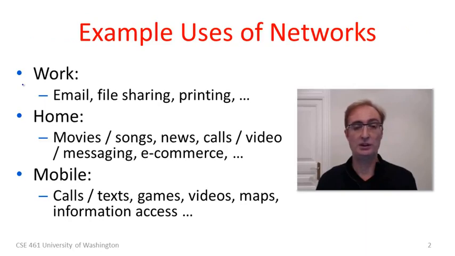Now, as you can see, we use the internet in all sorts of contexts: at work, at home, and on the go. At work, you might use the internet for email, different kinds of file sharing, printing, and so forth. At home, often to watch different kinds of media, movies or songs, as well as the news, different web applications, including e-commerce. And while mobile, you continue to use the internet, not only for making calls and sending messages, but also for playing games, accessing information, including playing videos, using different sensors such as location and maps and so forth. I'm sure you're familiar with many of these applications.